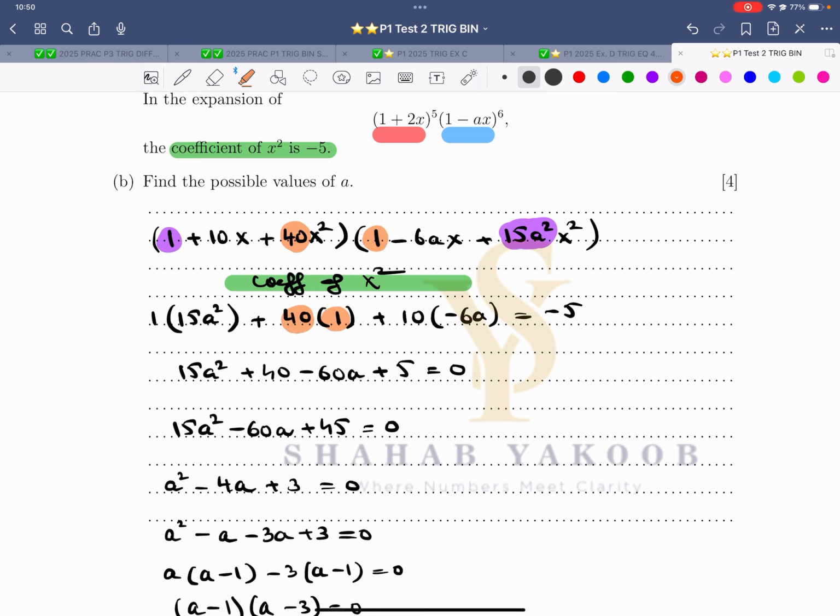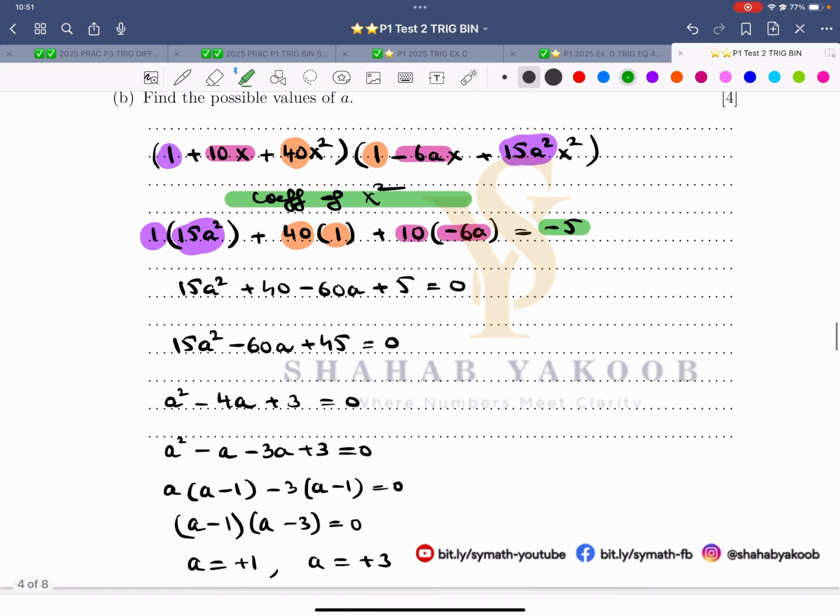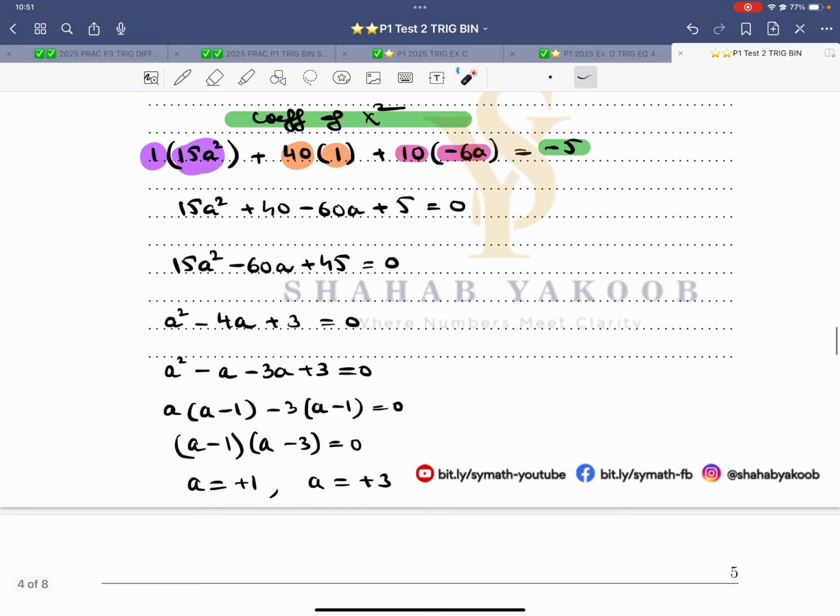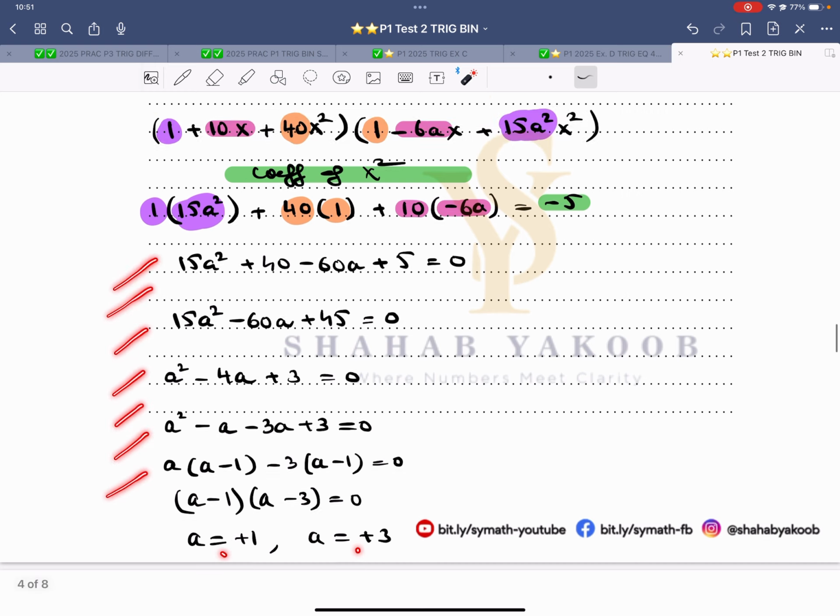So 40 into 1, that is the first thing, that is 15a square into 1, that is the second thing. The third one, the x will multiply with the x, so 10 into negative 6a. Just play around with the coefficients. And this equals the overall coefficient, that is negative 5. The rest is just history, that is middle term factorization. Simplify, a comes out to be 1 and 3.